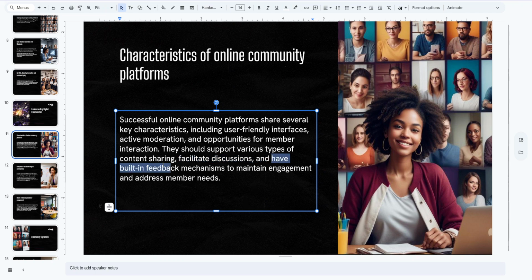and they have built-in feedback mechanisms. So this mechanism is basically like the plan that they have. So the feedback is given by the experts in case of Adobe, to maintain engagement and address members' needs.